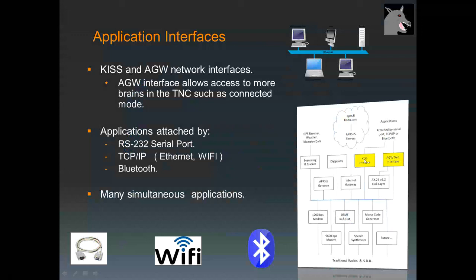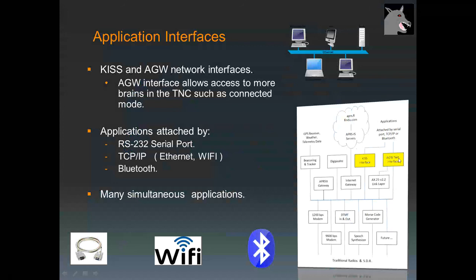Now there's two different interfaces here. We've talked about KISS, which is really, really simple. The application says, here, transmit this, or on the receiving direction, pretty much we just verify that the frame check sequence is good, and then we pass it on to the application. There's no brains in here.